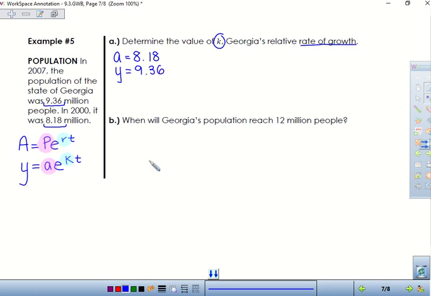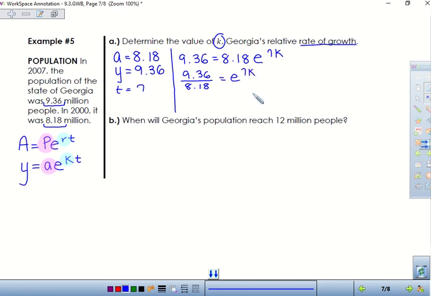We don't know what the rate k or r is, but we do know how much time has passed, right? 7 years, right? So did everybody see why t is 7 there? Okay. So now we can work backwards to find what k is. So 9.36 is equal to 8.18 times e to the power of 7k. We divide both sides by 8.18, and we get this.